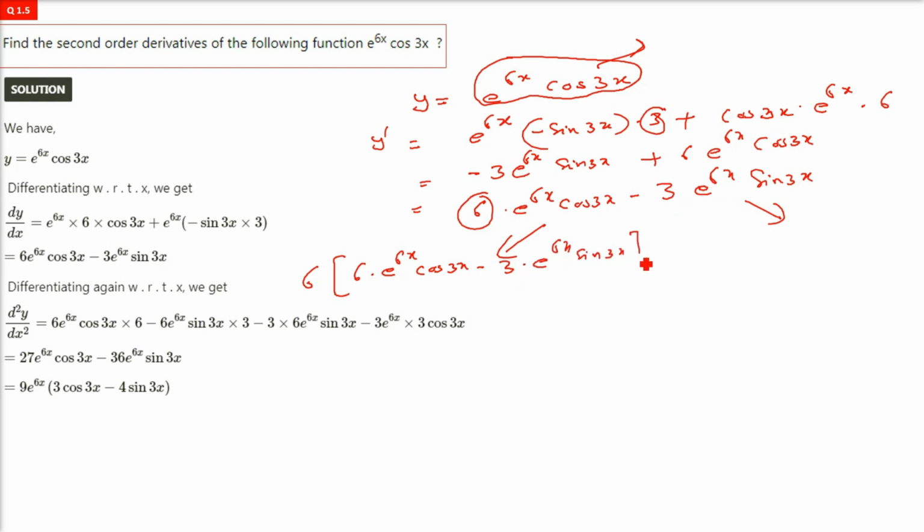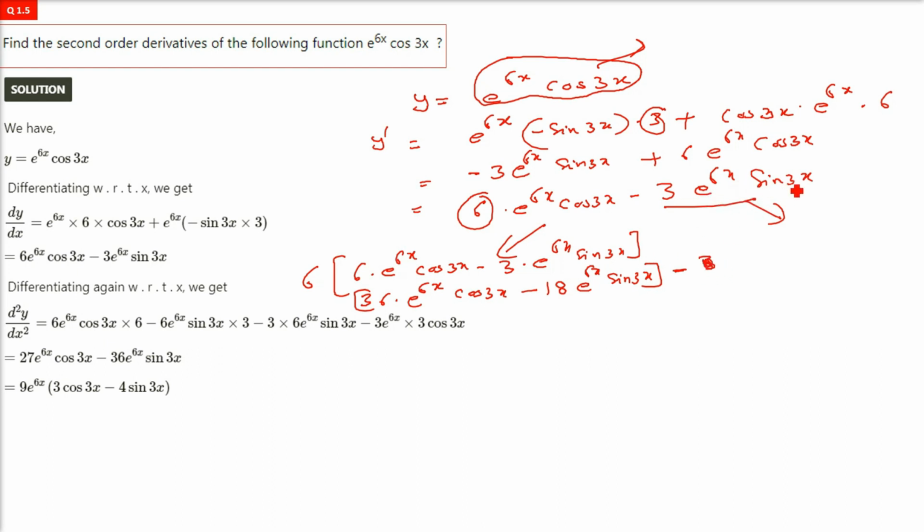We'll take the common later because we are going to solve it, and I'm multiplying it. 6 6s are 36, 36 e raise 6x cos 3x, and then we have 6 into 3, that is 18, 18 e raise 6x sin 3x. We'll take e raise 6x common later, but there are certain terms which are coming from the second term also, because we are doing the second differentiation of e raise 6x sin 3x. So we'll multiply it by 3 later.